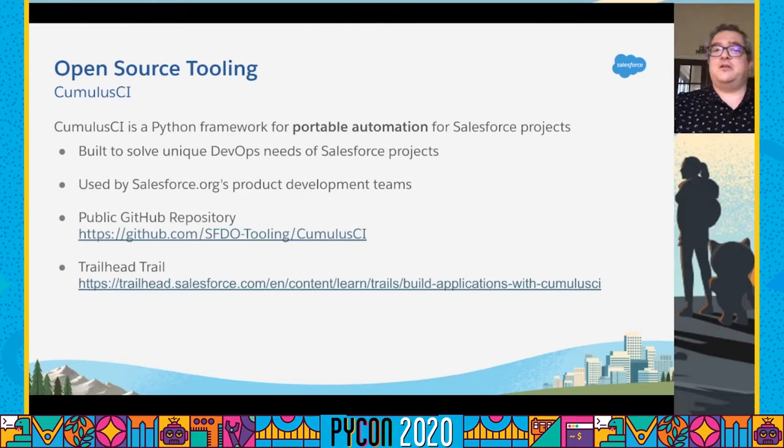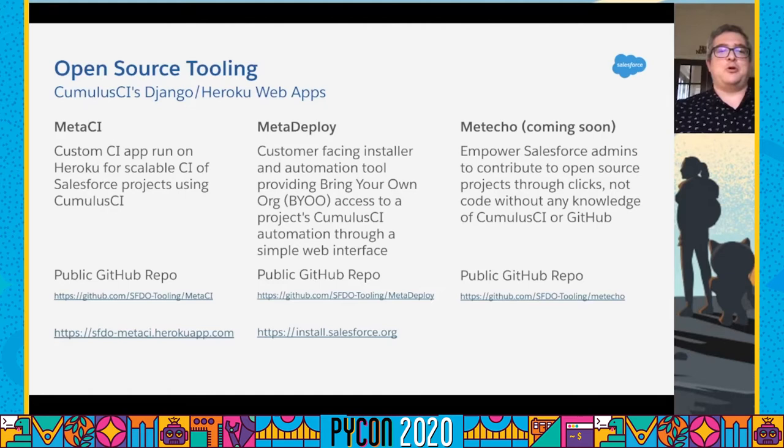Now, in addition to Cumulus CI, kind of the framework, we built three different web applications that are using Django and Heroku that sit on top of Cumulus CI and extend the automation in a context that we call portable automation, which I'll explain a little bit more later. The first of those web applications is MetaCI, which is a custom CI app that's run on Heroku for scalable continuous integration of Salesforce projects that are using Cumulus CI.